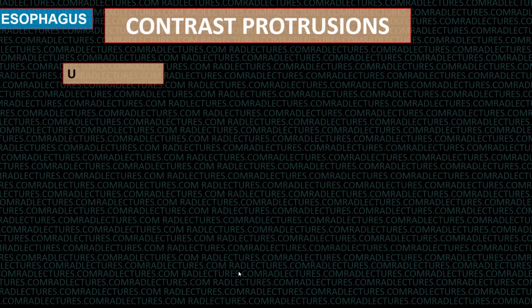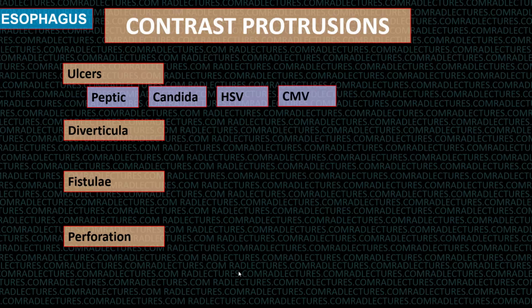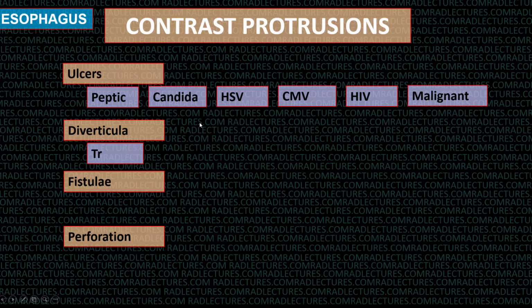Now, contrast protrusions can be caused by ulcers, diverticula, fistulae, or perforation. Contrast protrusions due to ulcers can be due to peptic disease like reflux disease, Candida, herpes simplex virus, cytomegalovirus, HIV, and malignancy. Again, these are some things that are very favorite of the examiners all over the world, and also you need to know them clinically also.